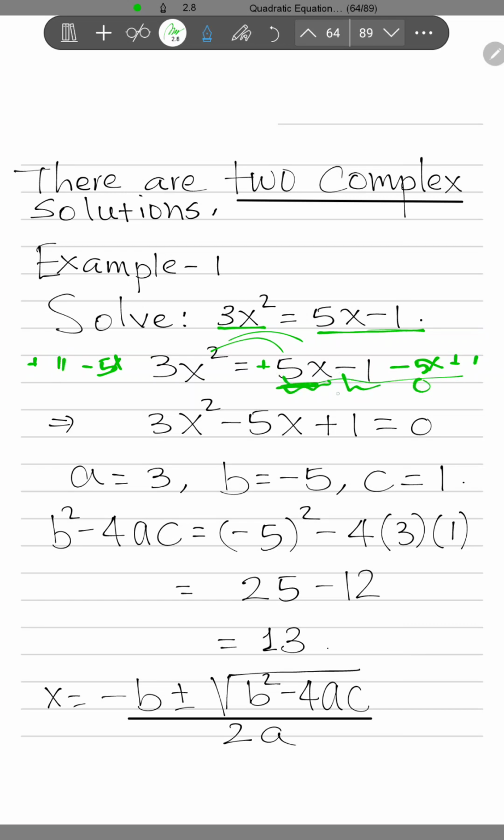This side is going to be 0. This side is going to be 3x squared minus 5x plus 1. 3x squared minus 5x plus 1 is equal to 0.